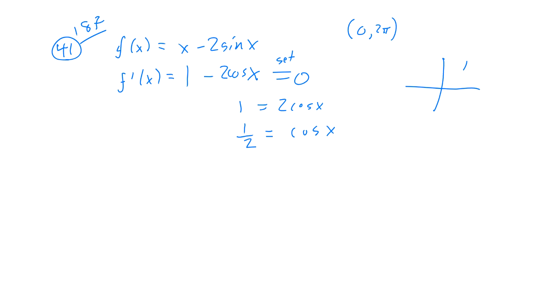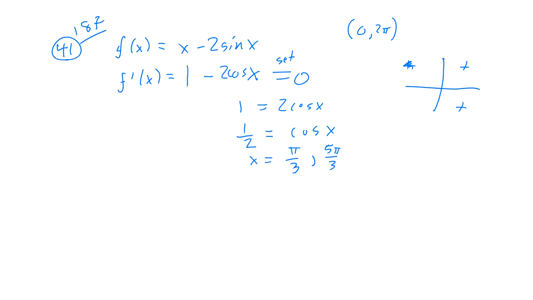Cosine's positive in the first quadrant and in the fourth quadrant. So I need to find where cosine is equal to 1/2 up here and then also down in the fourth quadrant. So did you guys find your unit circle? Do you know where that's happening? Pi over 3? Pi over 3 is indeed the place in the first quadrant. And the fourth quadrant's 5 pi over 3. Awesome. Thank you, Kisva. So I've got two critical numbers at pi over 3 and 5 pi over 3.